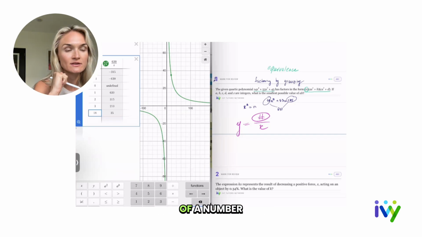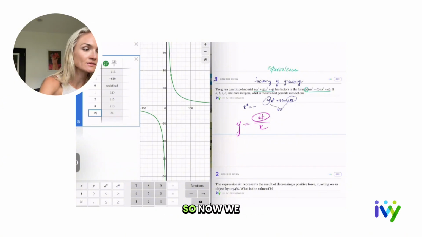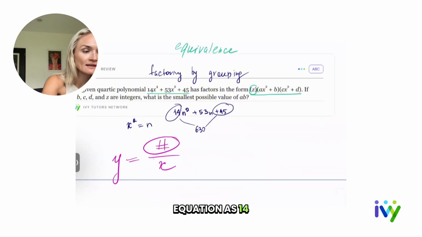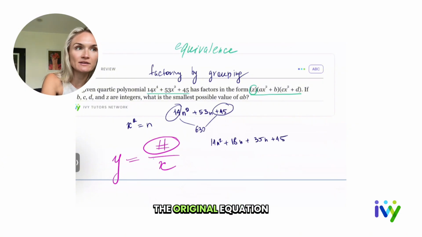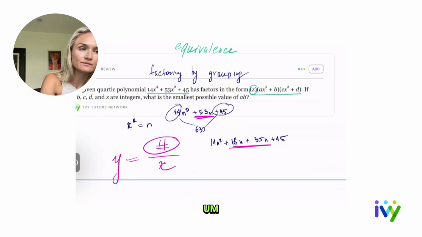So there is a way to do this in a much more complicated way, but if you know how to get the factors of a number using this way, and you can estimate rather quickly, I think you're golden. So now we know that I can rewrite this equation as 14n squared plus 18n plus 35n plus 45, right? I did not change anything about the original equation. The only thing I messed with is I rewrote 53 in this way so that I could factor by grouping. What is my next move, hun?